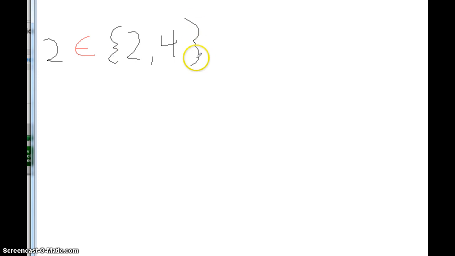Sorry, my braces don't look very pretty, but I could say the number 2 is an element. It is part of that set, and I would use the symbol. But what we had in the problem was the number 1, which since the number 1 does not show up over here, we just use the symbol with it crossed out. 1 is not in there.